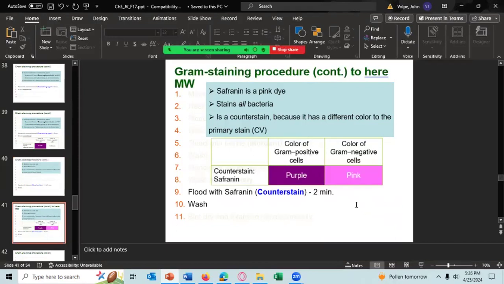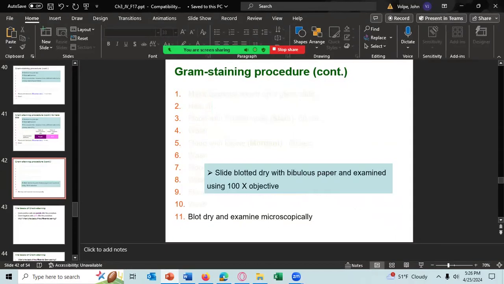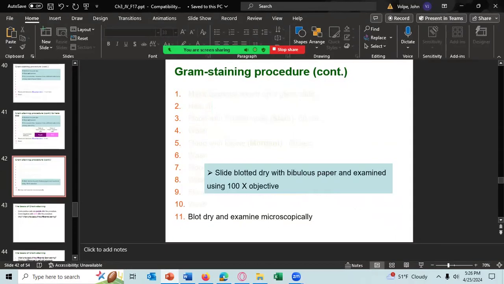After the application of the counter stain, meaning the safranin, the gram-positive cells will stain purple, and the gram-negative cells will stain pink. You then blot dry the slide in bibulous paper. It's kind of thick paper. I don't have thick paper, but I'll try and show you. You fold over the bibulous paper, put the slide inside, and then blot it dry. You just press the bibulous paper onto the slide.